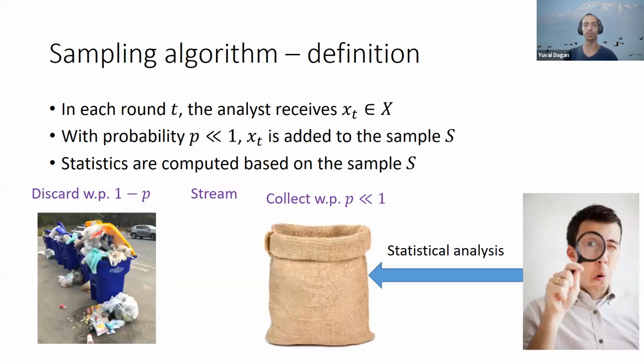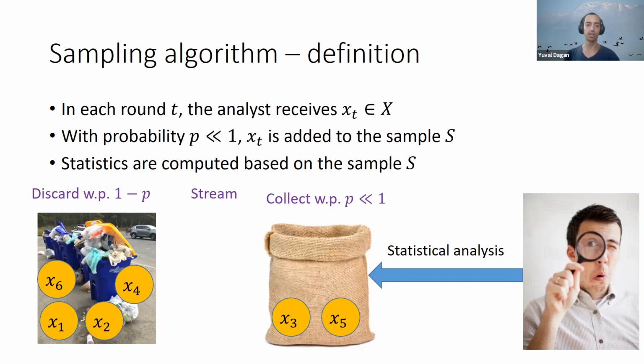So let's give a definition of a sampling algorithm. Here we have an analyst on the right, which receives a stream of elements. And for each element, they decide whether they want to store this element or discard it. Here, for simplicity, we assume that each element is stored independently with some small probability, such that most elements are not stored. And now the analyst has access only to the sampled elements.